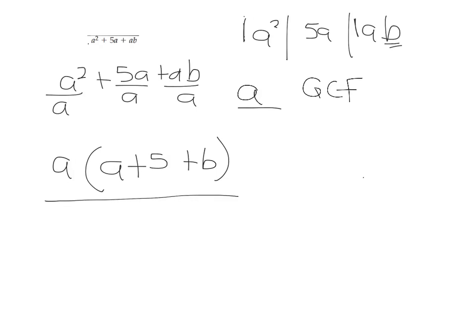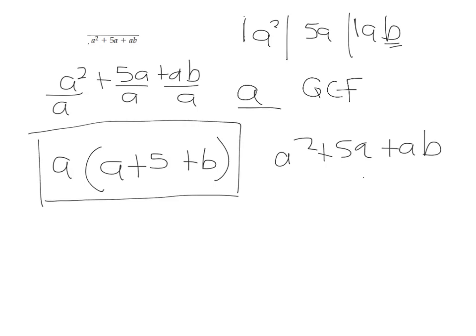How do I check if I'm right? Remember, we're going to do the opposite of dividing. We're going to go ahead and distribute. If I said a times a, I get a squared. If I said a times 5, I get 5a. And if I said a times b, I get ab. And you can see that when I distribute, they're the same. So there's your answer there.